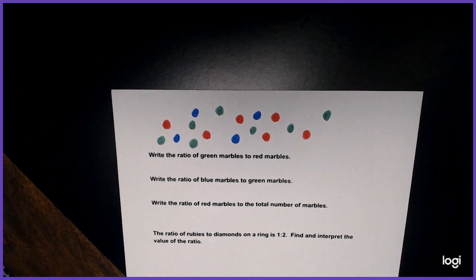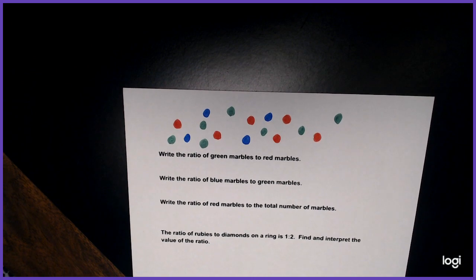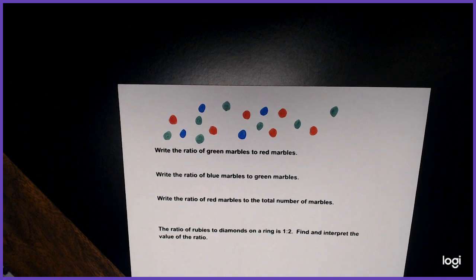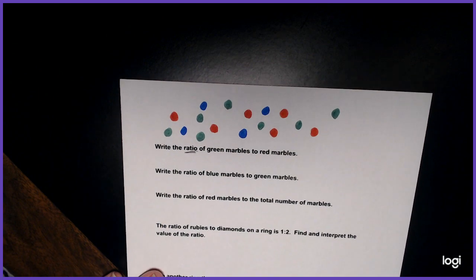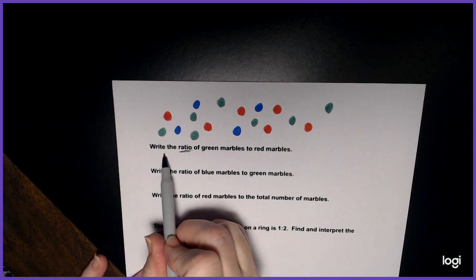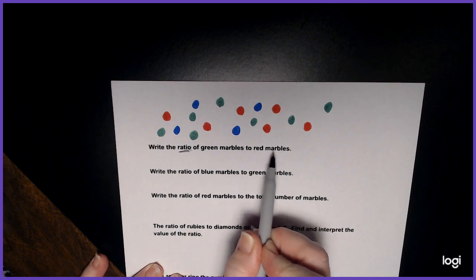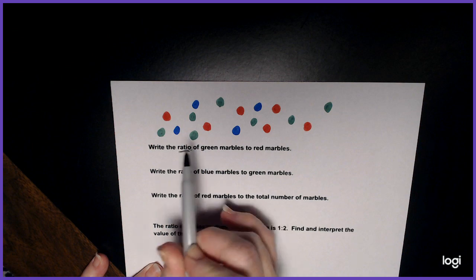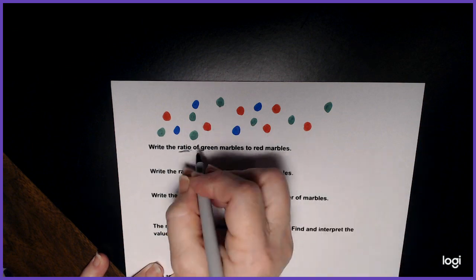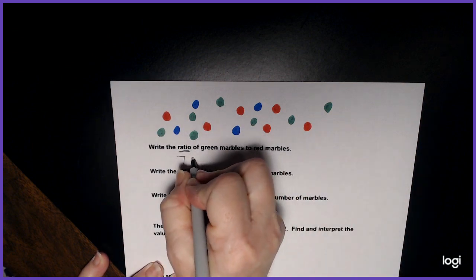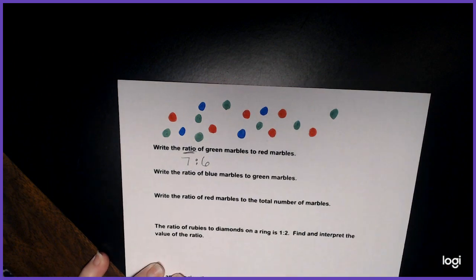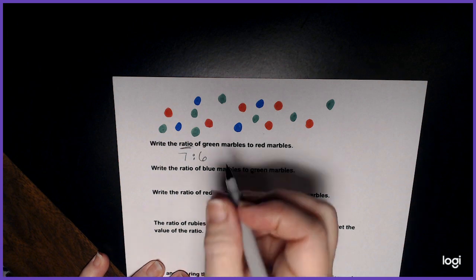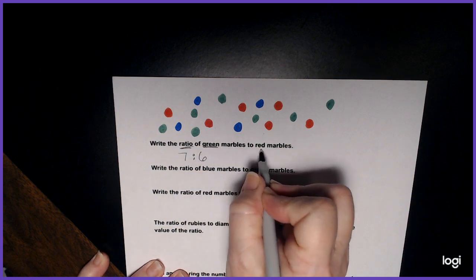If you need to pause the video so that you can catch up, please do that. All right, so we're going to review a couple things today. We're going to talk about a ratio. We know that a ratio is 2 numbers, and we'd like to see the ratio of green to red. So we're going to count our green first, which we know is 7, and then our red, which was 6. Now remember, order matters. Green has to come before red.